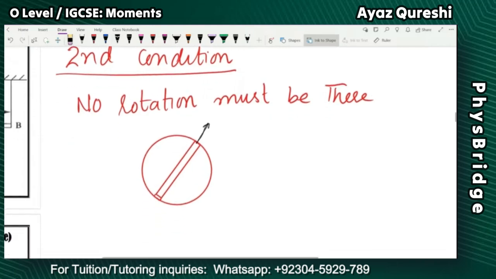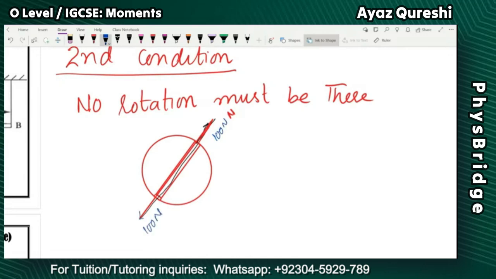I'm going to try to draw the forces through it. So these are the forces. Suppose it is 100 Newton force here, and it is 100 Newton force here. So it is in equilibrium.